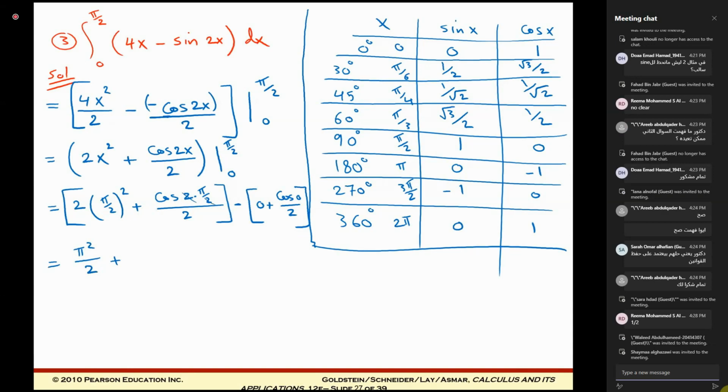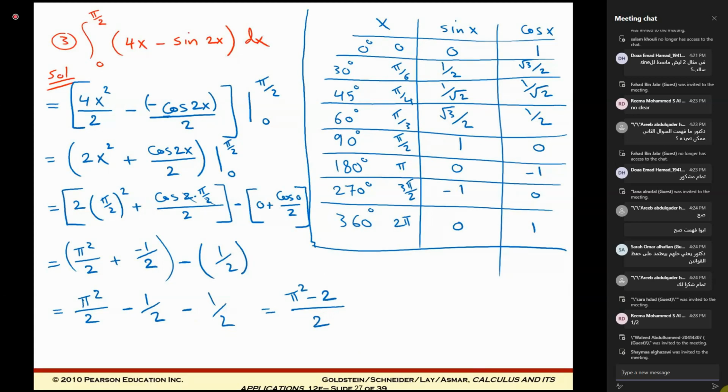What's the value of cosine pi? Negative 1, and we have 2. Okay, minus cosine 0, which is 1, so we have 1 over 2. This is equal to pi squared over 2 minus 1 over 2. This is equal to pi squared minus 2, like this. Okay.